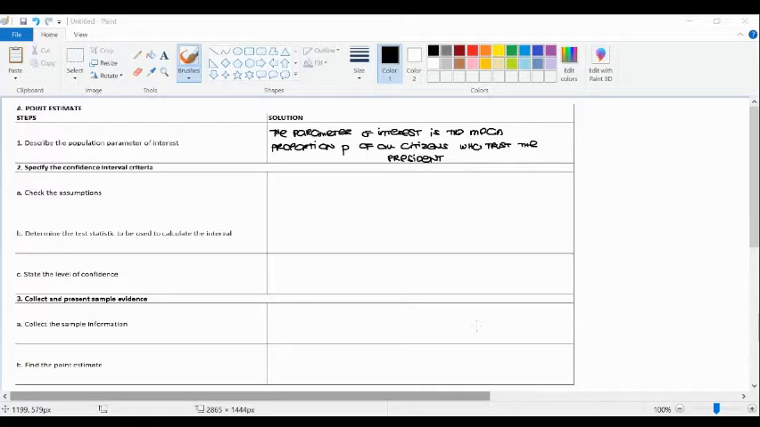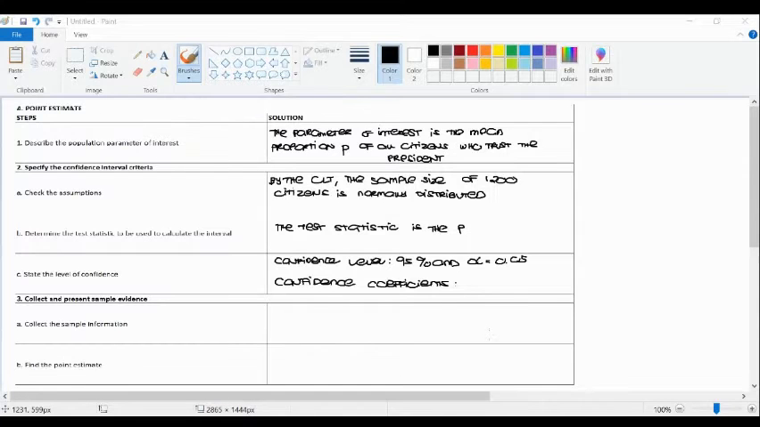Second, we need to specify the confidence interval criteria. First, we need to check the assumption. By the central limit theorem, the sampling distribution for the sample size of 1,200 citizens is normally distributed. Next, we determine the test statistic to be used to calculate the interval, and the test statistic for this is p hat. Lastly, we state the level of confidence, which is 95%, and an alpha of 0.05. Therefore, your confidence coefficients based on your Z table will be positive and negative 1.96.